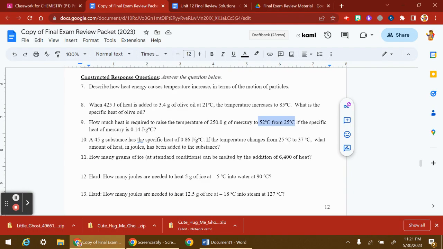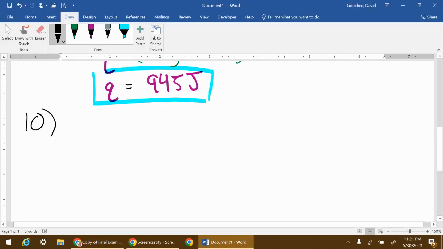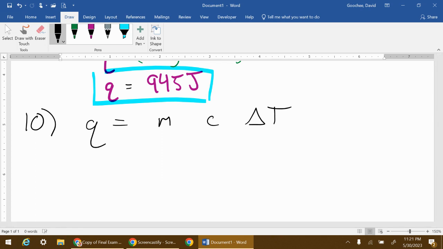All right, a 45-gram substance has the specific heat of 0.86 joules per gram degree Celsius. If the temperature changes from 25 to 37 degrees Celsius, what amount of heat in joules has been added to the substance? Well, this is another Q equals mc delta T, because there is a temperature change. Now, much like problem 9, it asks us for the energy, so we're solving for Q. So this is going to be another easy one. Let's hammer it out quickly.